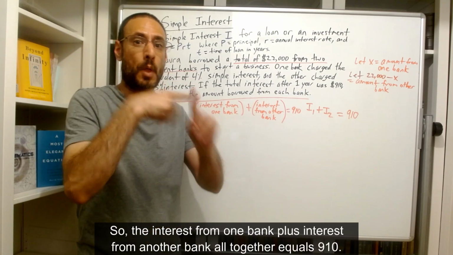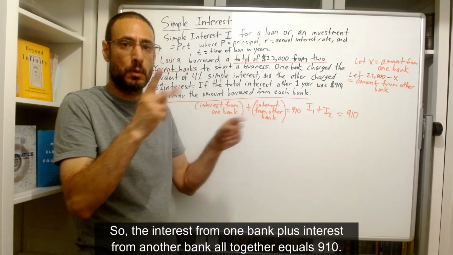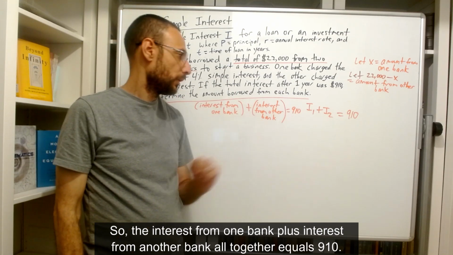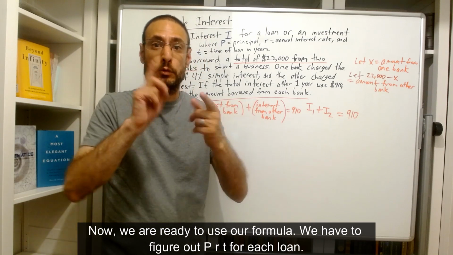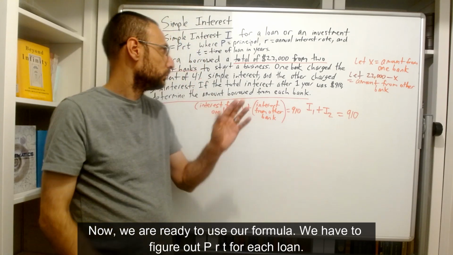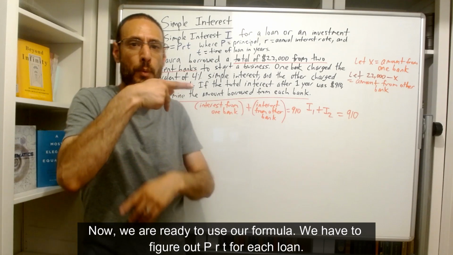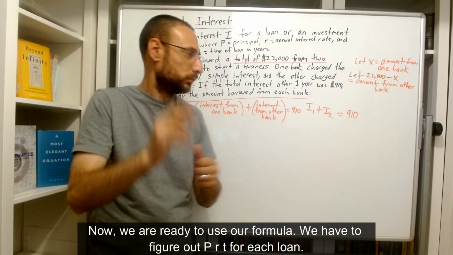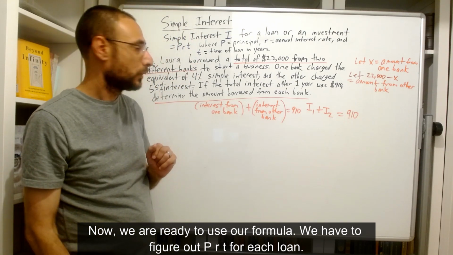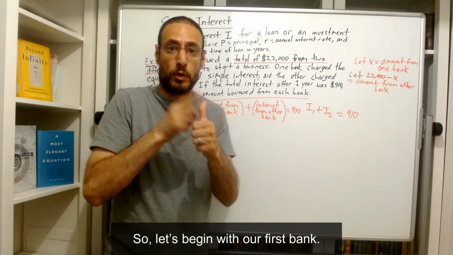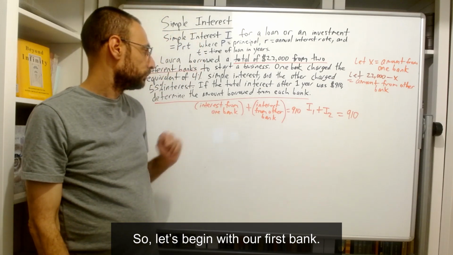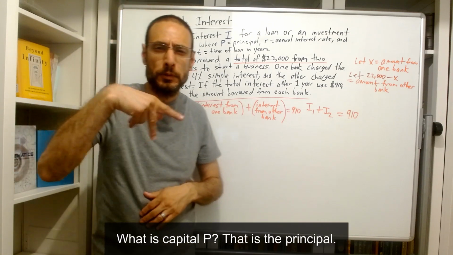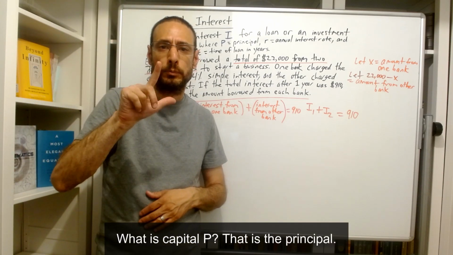So, the interest from one bank plus interest from another bank altogether equals 910. Now, we are ready to use our formula. We have to figure out PRT for each loan. So, let's begin with our first bank. We need to find capital P. What is capital P? That is the principal.